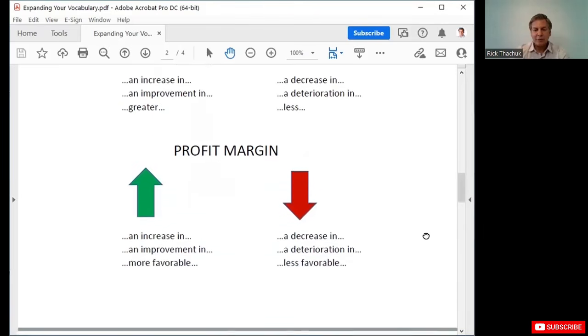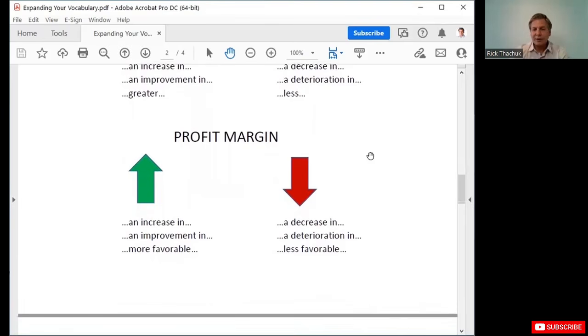And now let's talk about profit margin. I'll explain what this is in a few minutes, but for now, to characterize the behavior of profit margin, I can say an increase in profit margin or a decrease in profit margin. This is a nice characterization. An improvement in profit margin or a deterioration in profit margin.